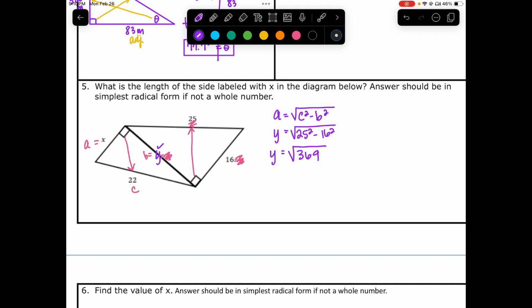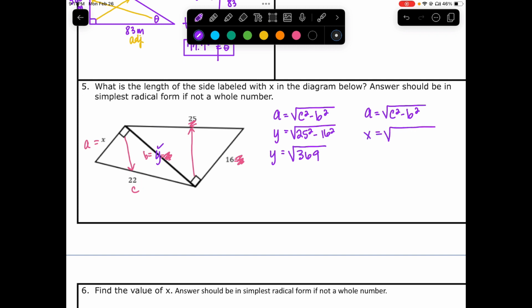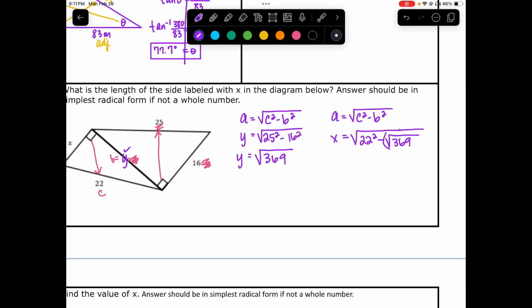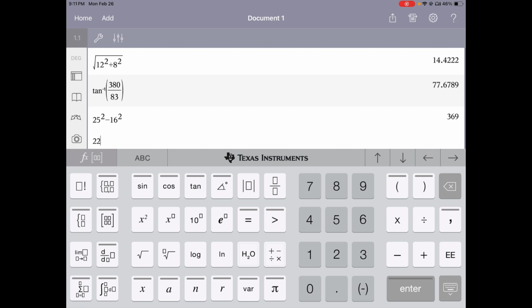So since A is missing, we're going to repeat that same shortcut. Instead of putting in A, now we're going to put in X. And C is 22. B is, what was it again? The square root of 369 squared. All right. So I'm just going to put this in the calculator without the radical.